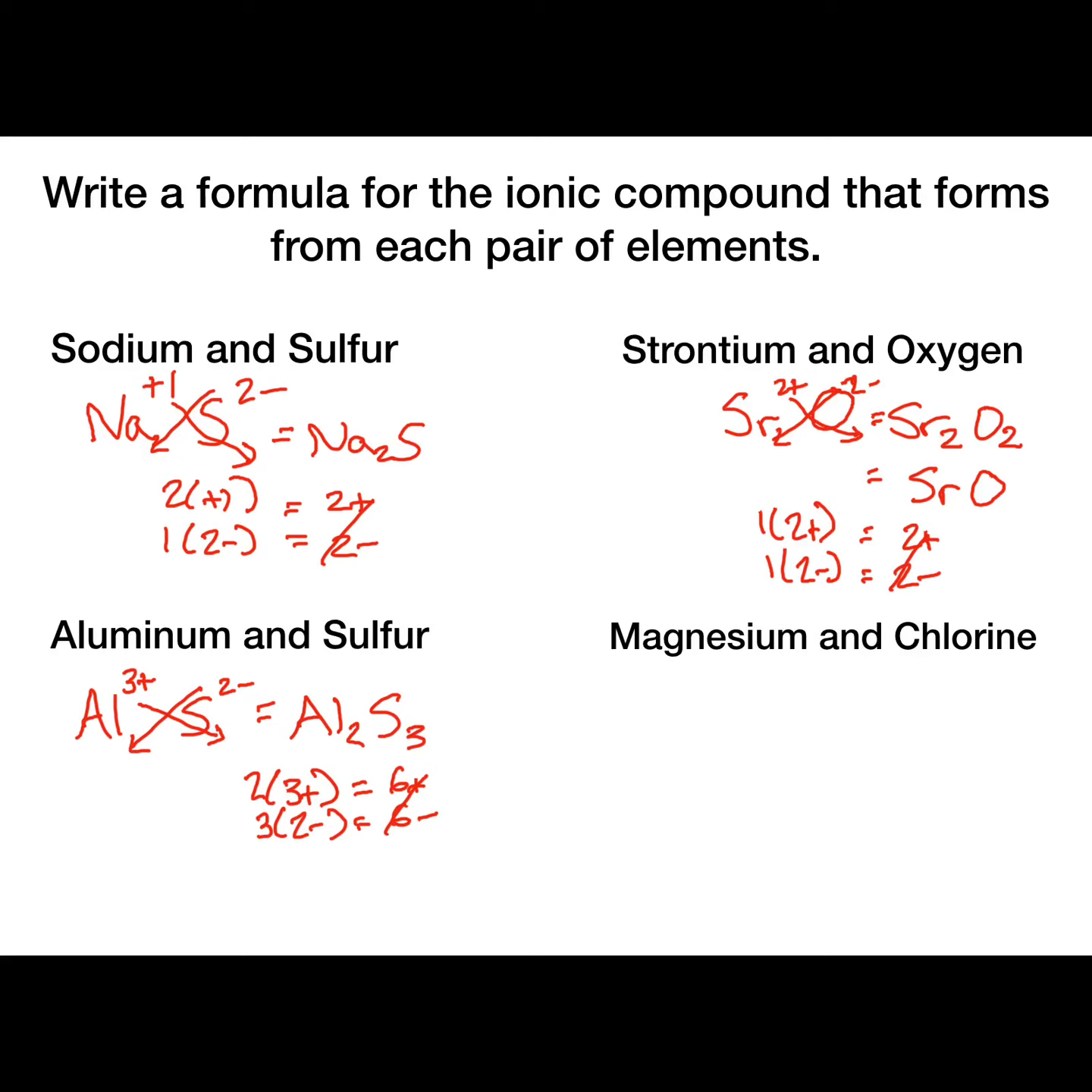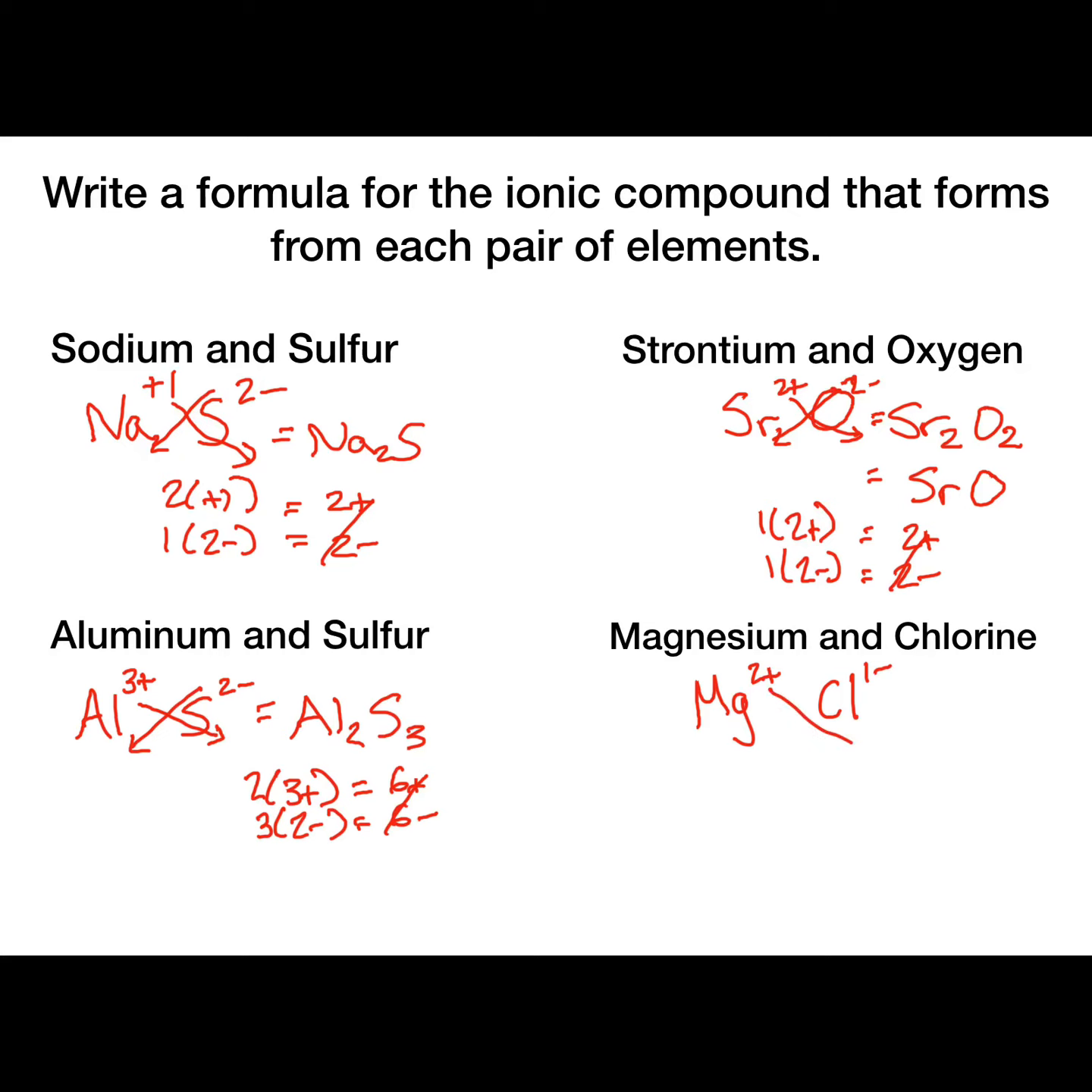Our last pair of elements is magnesium and chlorine. So we're going to start off by writing the element symbols. We have Mg for magnesium and Cl for chlorine. Next, we're going to write the charges. Magnesium tends to form a 2+ cation, and chlorine tends to form a 1- charge.